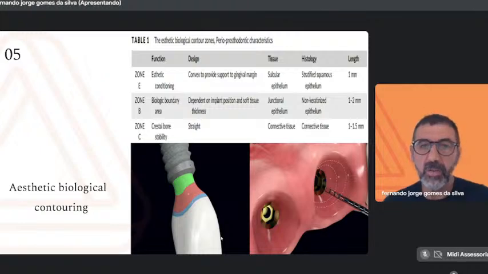We have the C zone. Its function is crestal bone stability. Its design is straight with connective tissue, and its length is about 1 to 1.5 millimeters.